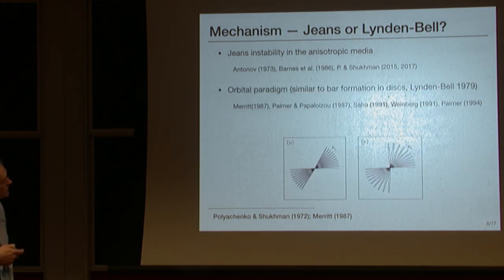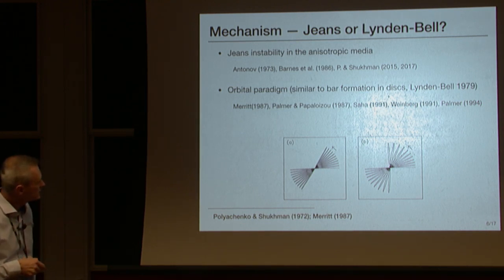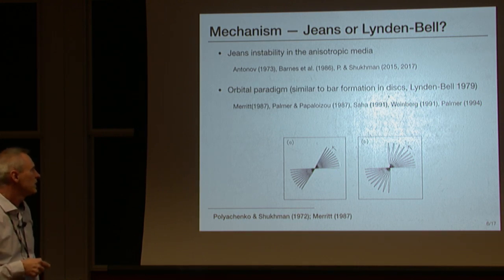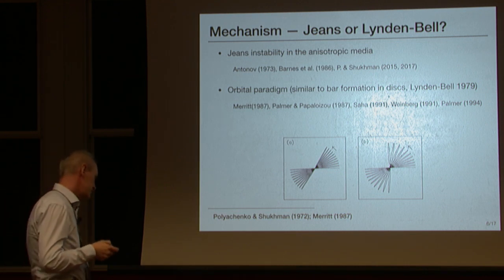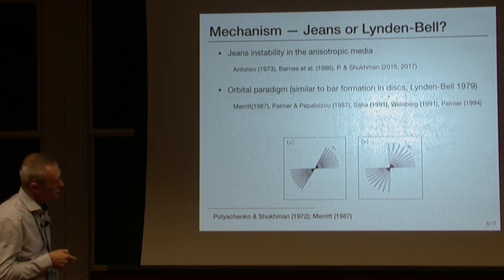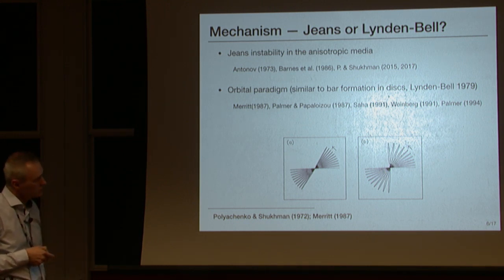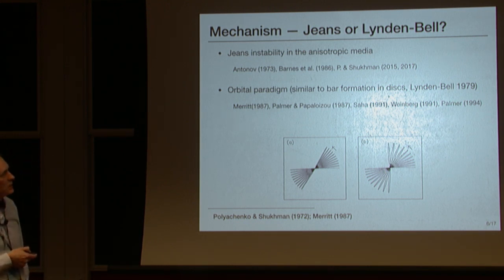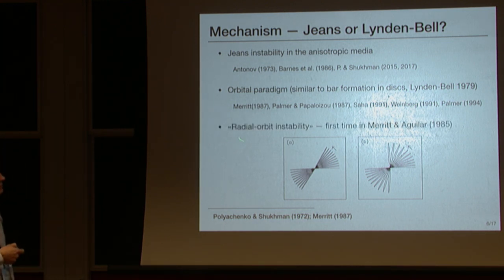The majority prefers the so-called orbital paradigm, which goes back to Lynden-Bell's 1979 paper. In these plots I have shown an orbit which moves uniformly in a spherically symmetric potential, and this one moves in a potential with a vertically oriented bar. So it is accelerated toward the bar and can be captured by the bar, and this is essentially the Lynden-Bell mechanism of bar formation. And the very term radial orbit instability comes first from the Merritt and Aguilar paper.